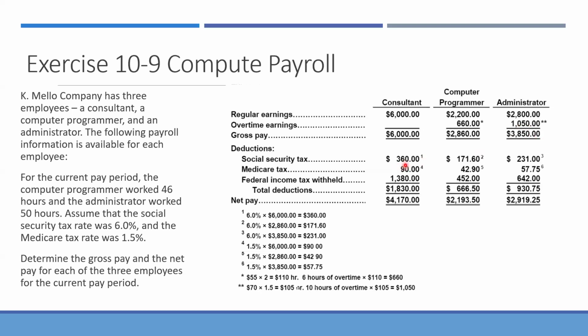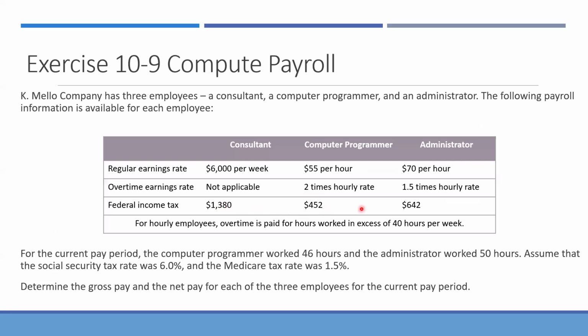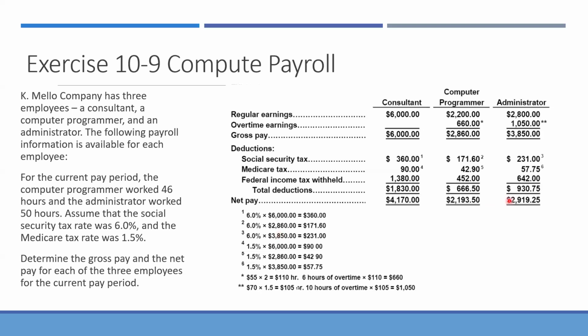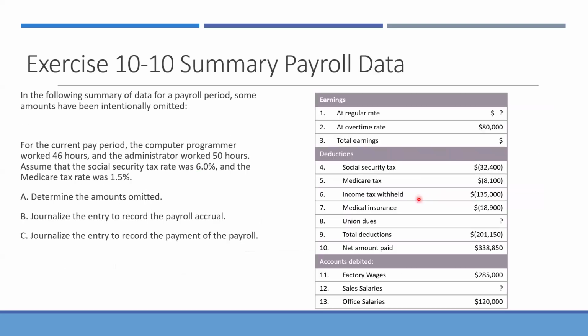$1,050. Then we calculate our Social Security tax based off the gross pay, 6% of each, and 1.5% for Medicare tax, and then the federal income tax withheld and total deductions. The federal income tax withheld was given to us. They specified on their W-4 that that's the amount we're withholding. And so we get our total deductions and our net pay.